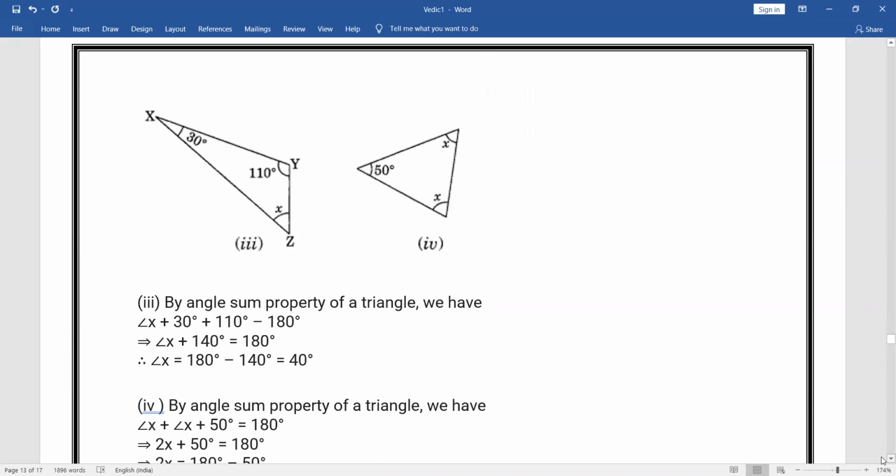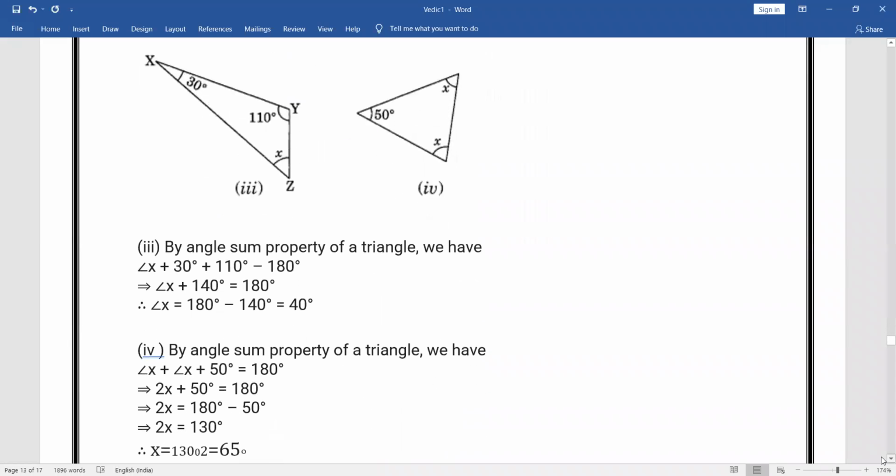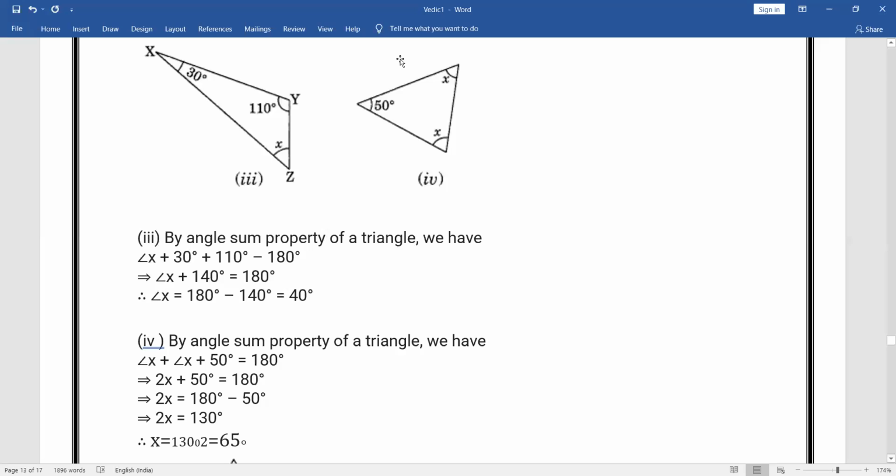Here also you have to find out the unknown value. Okay, third part, it is same as the first and second. Again, we are having three angles. One is 30, 110, and the third one is unknown. Okay, we will add them. When we are adding them, the result is 180. And by subtracting the sum from 180, we are getting 40 as our answer. So the value of the unknown angle is 40 degree.